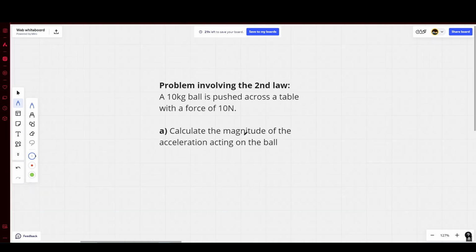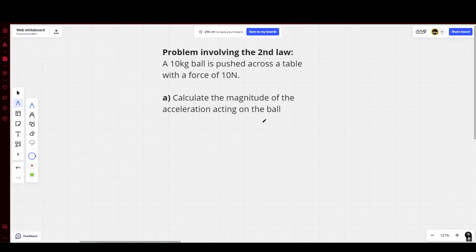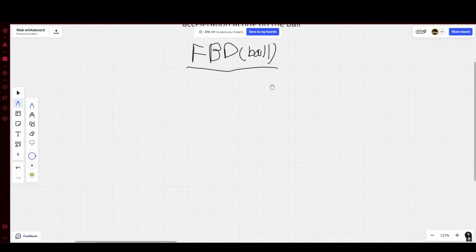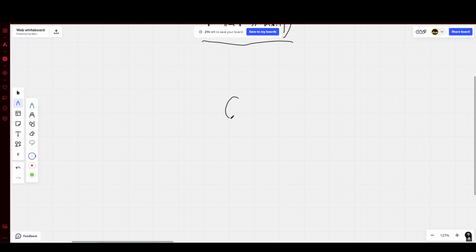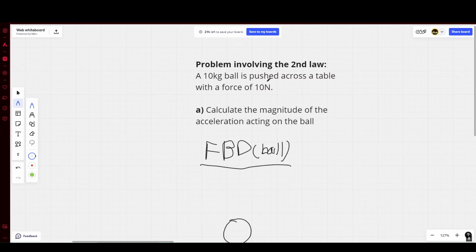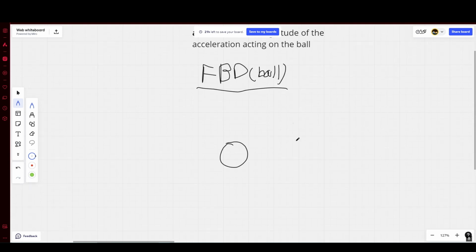So in this question, it states that a 10 kilogram ball is pushed across the table with a force of 10 newtons. Calculate the magnitude of the acceleration acting on the ball. First of all, we need to draw the free body diagram. So remember, label it FBD ball, and then we will draw it. Also, in this scenario, ignore friction. We will talk about friction later on.